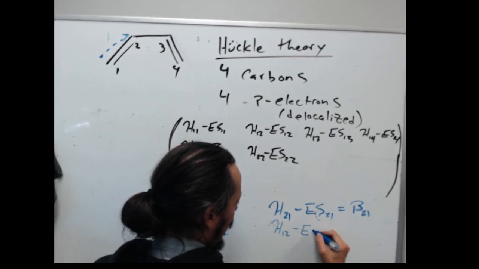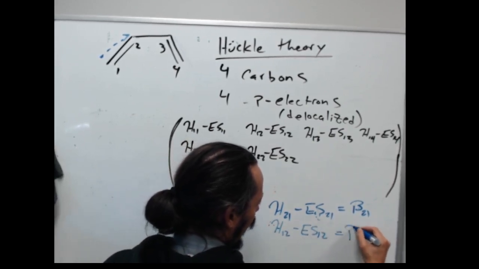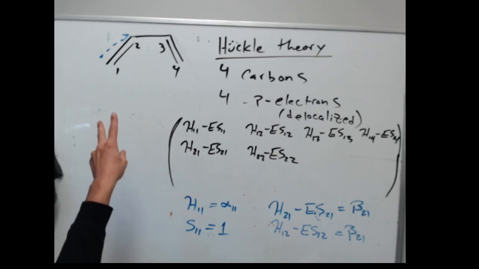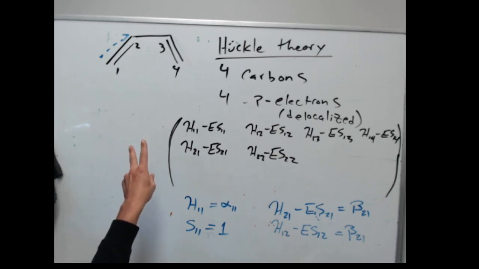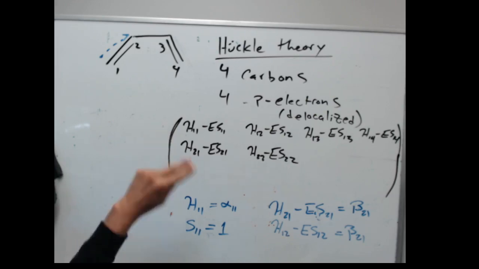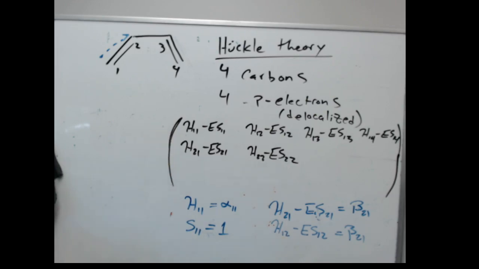H12 minus ES12 is also going to be equal to beta 2,1. Right? Those two things end up being the same because it's the electron jumping between the two nuclei. The other thing that we can ask, and it turns out that for any neighbors, so for like 1 to 2, we get that same beta value. For 2 to 3, we get that same beta value. For 3 to 4, we get that same beta value. So, the integrals are the same value.